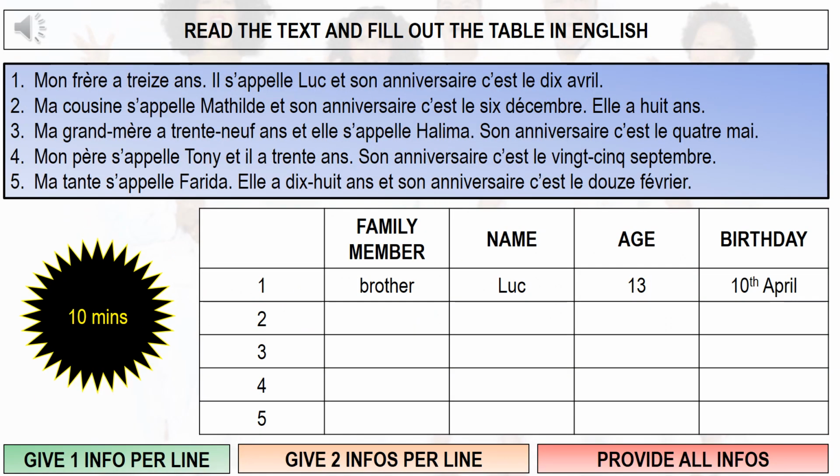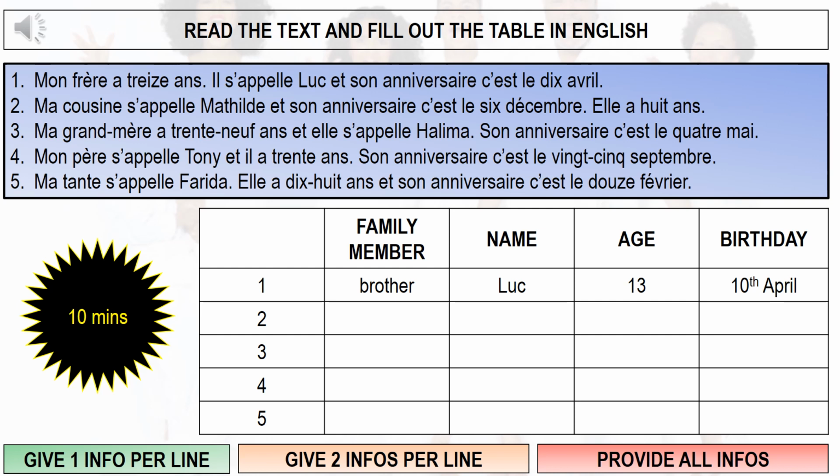Your last task will be to read the text and fill out the table in English. As you can see, you have a blue box containing 5 different little paragraphs. You need to read those sentences and then fill out the table that is underneath in English. You need to provide the following information: family member, name, age, and birthday. I have given you an example for the first little paragraph. The family member is brother, the name is Luc, the age is 13, and the birthday is the 10th of April. I would like you to do the same thing for the little paragraphs going from 2 to 5.